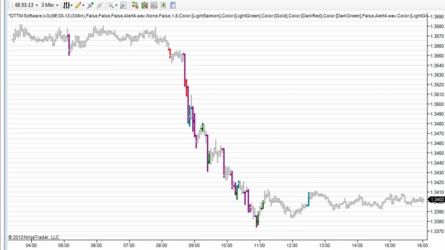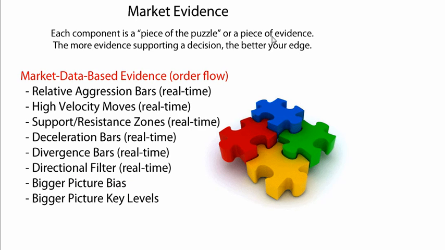is potentially imminent. Just to give you a little bit of background here in 30 seconds, our software does a lot of different things. It has a lot of different components. We look at each component as a piece of the puzzle, and the more pieces of the puzzle you have that come together, the more clear your understanding. But the one I want to really focus on today are these relative aggression bars.